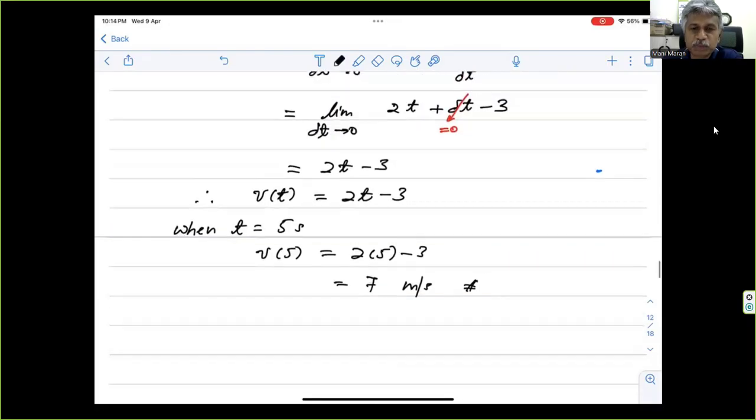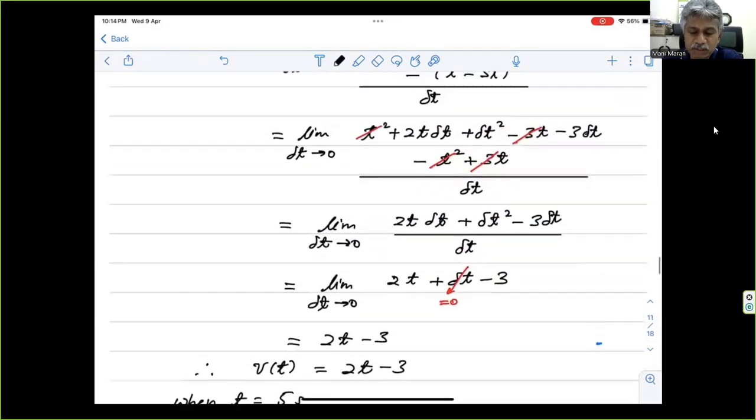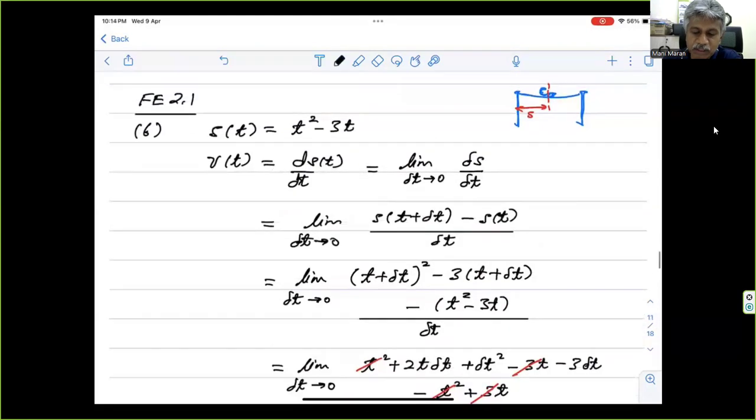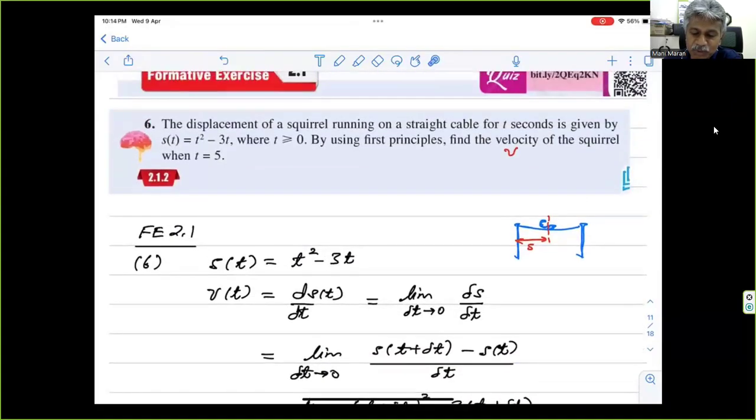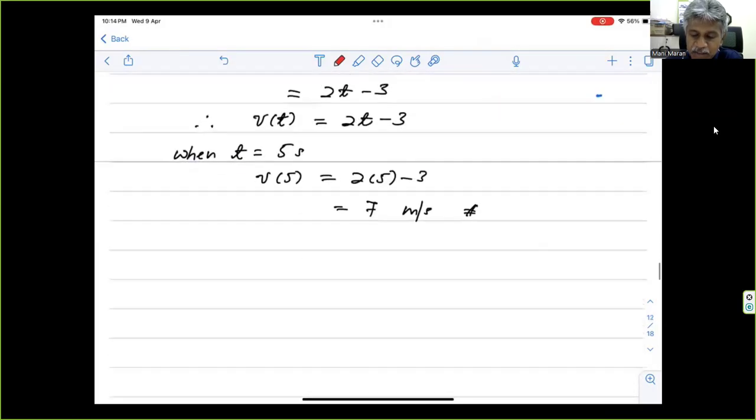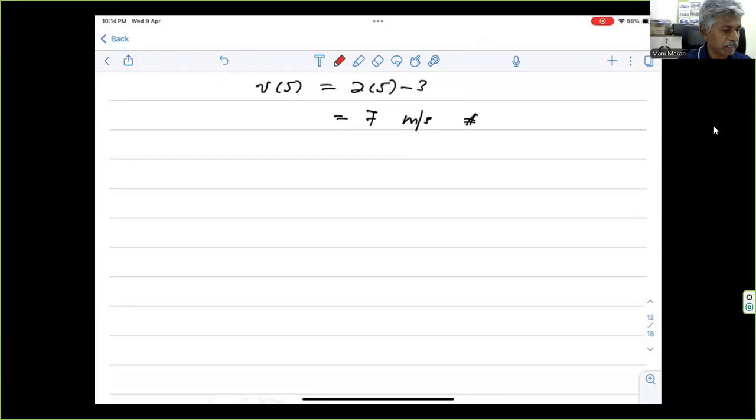If you don't use first principle, the derivation is very straightforward. If you are given this function, when you differentiate straight away, you'll get 2t minus 3. But here, unfortunately, you are asked to use first principle. So read the question very carefully and find out whether they ask you to use first principle or not. If they don't ask you to use first principle, you can directly differentiate. That is what we're going to look at in the next part. The next part deals with direct differentiation.